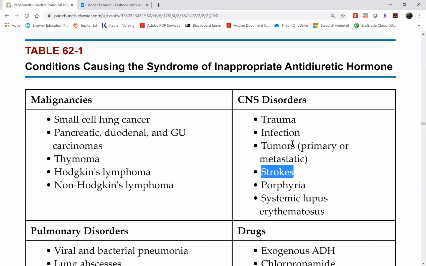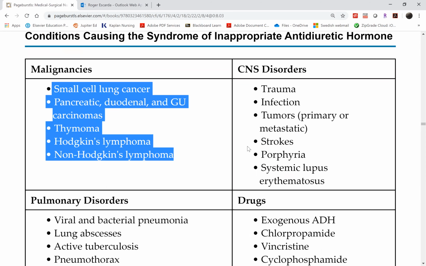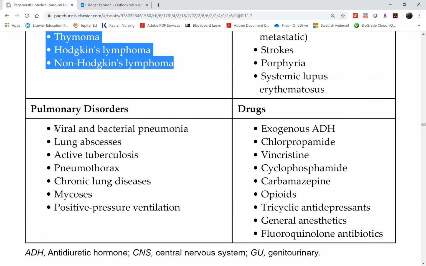It tends to result in an overproduction of ADH, which of course can have devastating effects on the stroke patient who is already having increased intracranial pressure. So if the patient goes into further fluid overload, then of course that will increase intracranial pressure some more. There are other non-CNS causes, mostly cancers and even pulmonary disorders.